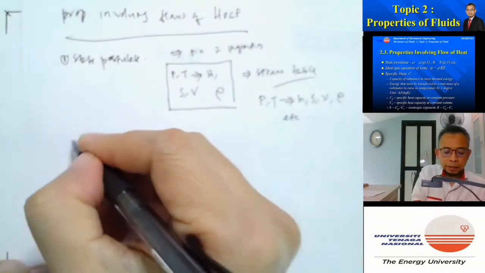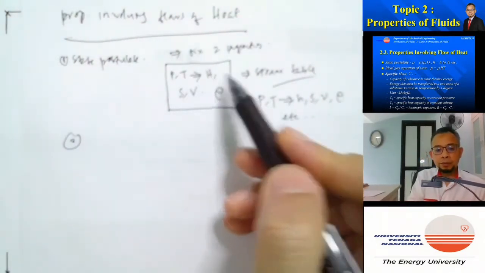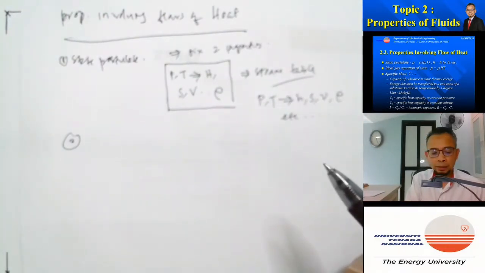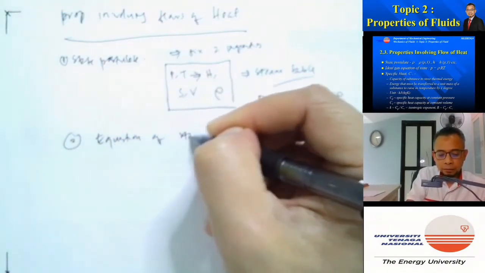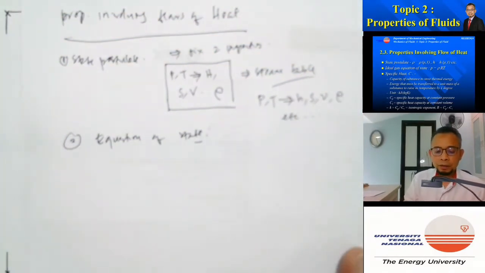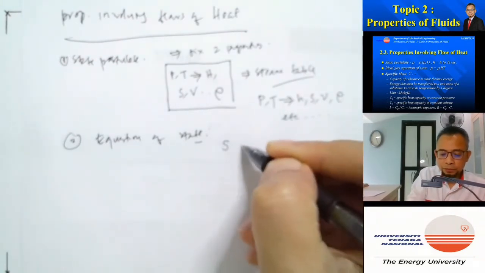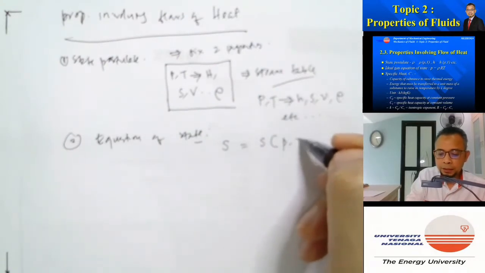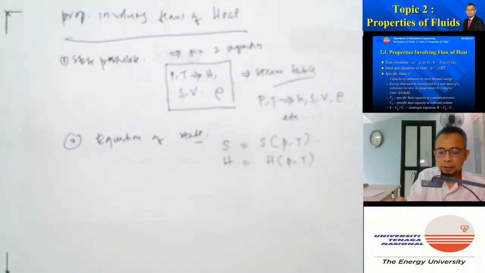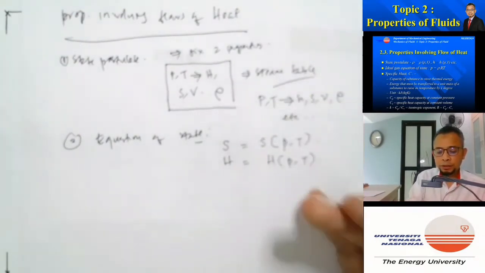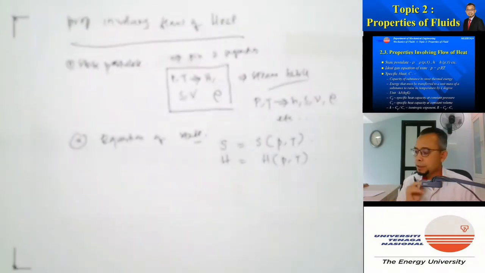And then there is an equation that relates all of these properties with one another. This equation is called the equation of state. So let's say we want entropy, for example. Entropy is a function of P and T. Enthalpy is also a function of P and T. So there are equations which enable us to calculate how the properties are dependent on each other, right?